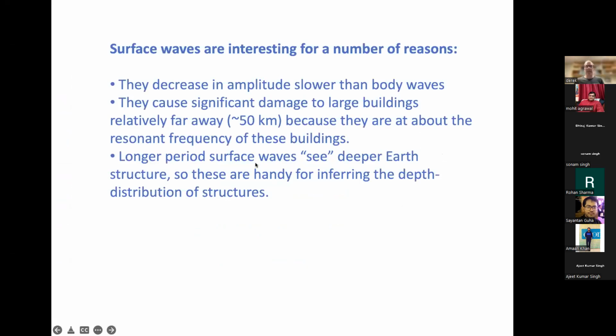All right. So surface waves are interesting for a number of reasons. They decrease in amplitude slower than body waves, and they also cause significant damage to large buildings that are relatively far away from the earthquake because they're at about the resonant frequency of these buildings. Longer period surface waves are sensitive to deeper earth structure, and shorter period surface waves are sensitive to shallower earth structure. So they are handy for inferring the depth distribution of velocity variations in the earth.